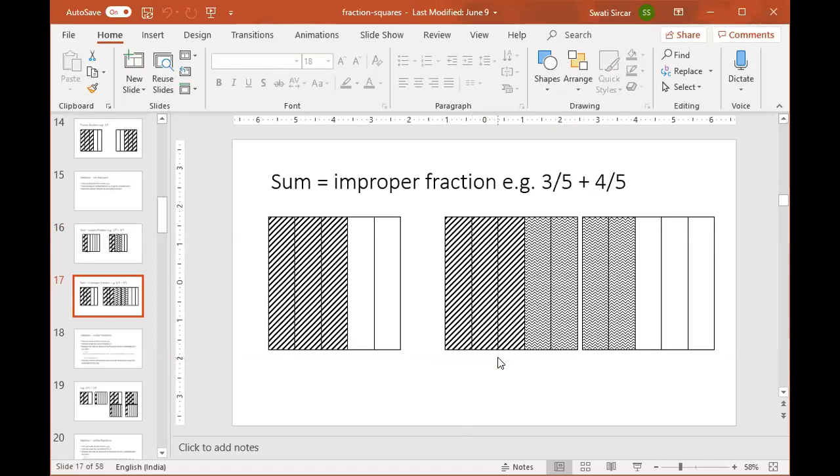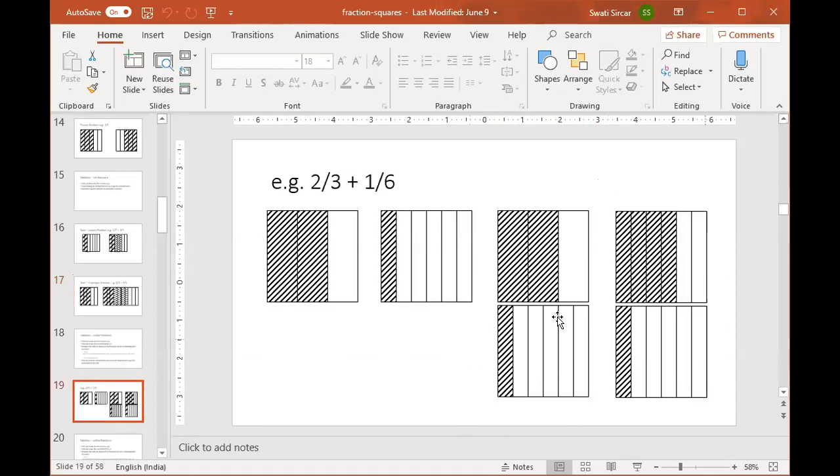0, 1/5, 2/5, 3/5, and then you have to add 4 more. 4/5, 5/5, 6/5, 7/5. Right? It has gone into improper. Similarly, you can think about this the same way. So you have got this 4, and then you add 1 more here. So 0, 1/6, 2/6, 3/6, 4/6, 5/6.